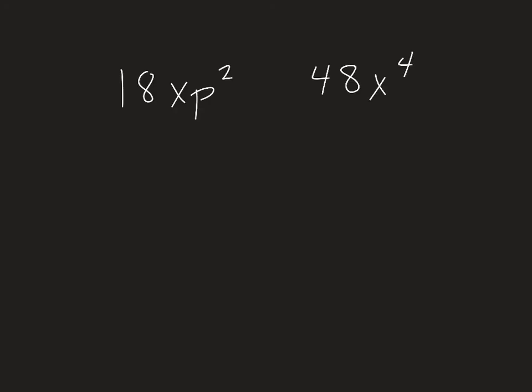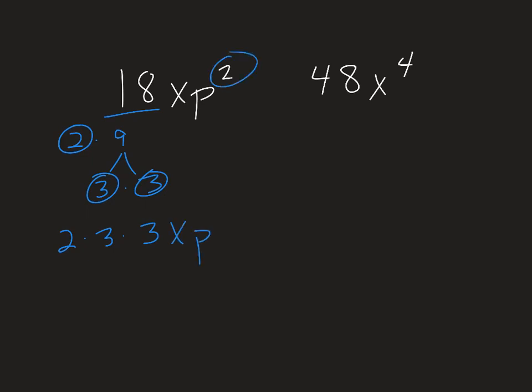Okay guys, how about you try this one yourselves? You can pause the video and then try it out if you want. I'm going to assume that you already did that part, and I'm going to go ahead and fully factor this to start. So I know for the 18, I can do 2 times 9. That is a prime number. Then I can factor this into 3 times 3. So I've got 2 times 3 times 3. I've got a single x, so the fully factored form is just going to be x, and p to the second is going to be p times p.